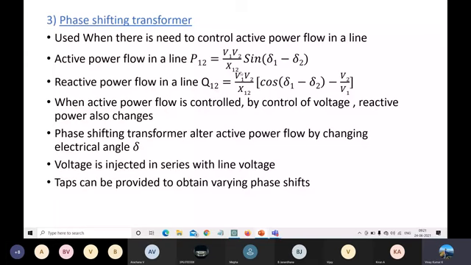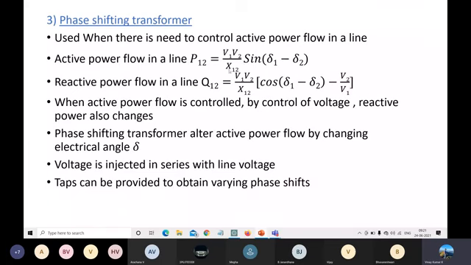So P12 here means the power flowing from one area to another, from bus 1 to bus 2. It is given by V1 V2 divided by X12. V1 is the voltage at the sending end, and V2 is the voltage at the receiving end, or else V1 is the voltage at bus 1 and V2 is the voltage at bus 2. X12 is the reactive impedance of the transmission line through which the power is flowing.